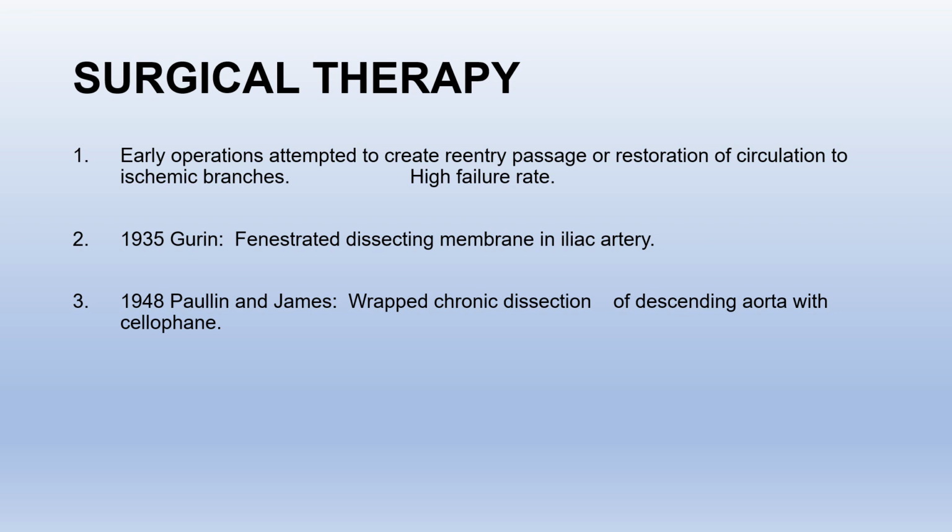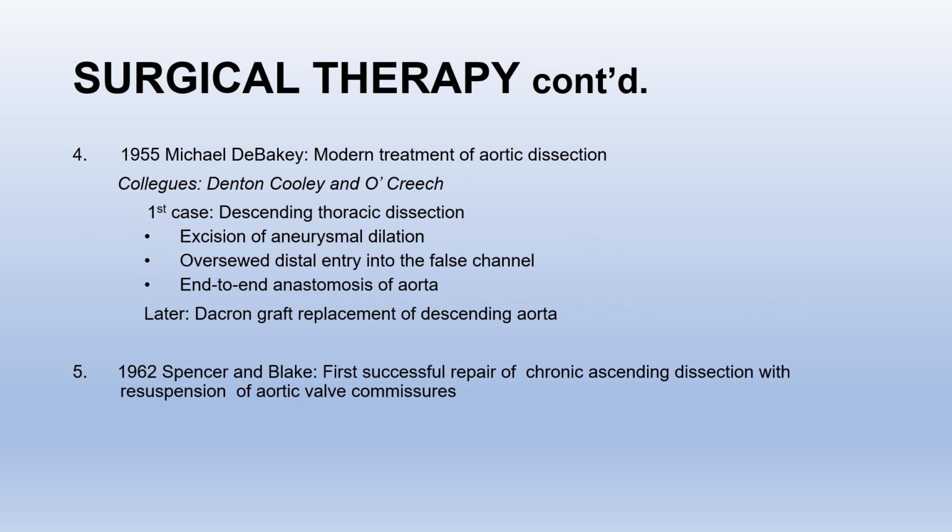Surgical therapy: the early operations attempted to create a re-entry passage for restoration of circulation to the ischemic branches, with high failure rates. In 1935, Gurin fenestrated the dissecting membrane in the iliac artery. In 1948, Paullin and James wrapped a chronic dissection of the descending aorta with cellophane. In 1955, Michael DeBakey, with colleagues Denton Cooley and Creech, began modern treatment for aortic dissection.